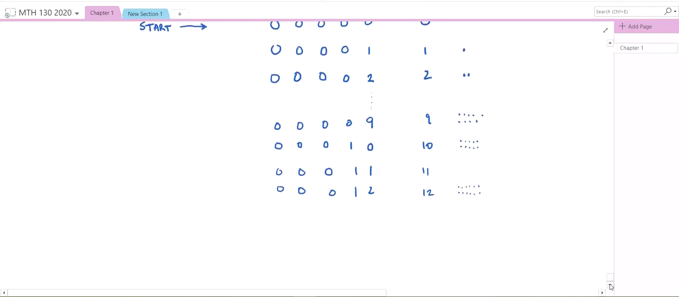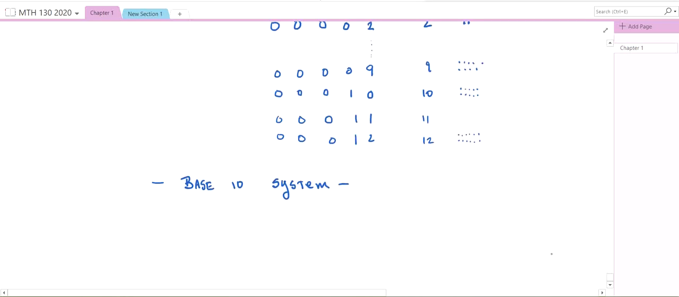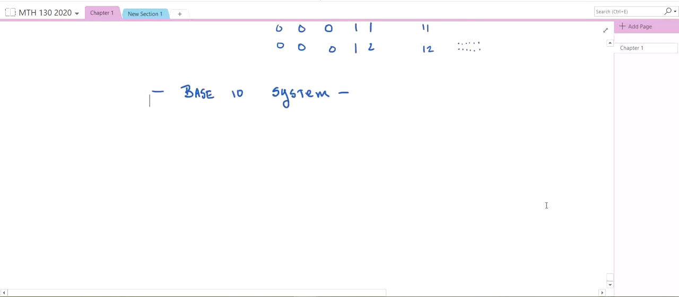Well, counting like this, where we have wheels with 10 numbers on it, we call this a base 10 system. And that's the system that we all are very familiar with and that we universally use. But in a way, it is kind of arbitrary that we use a base 10 system. And a lot of ancient societies also used a base 10 system. Like, for example, the Incas.